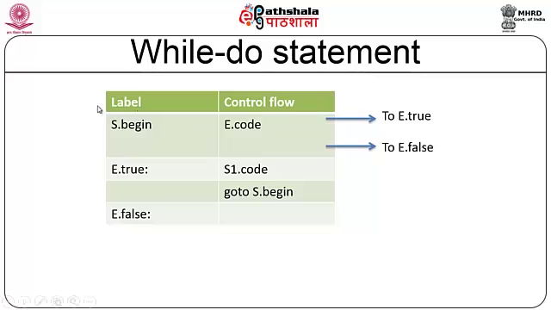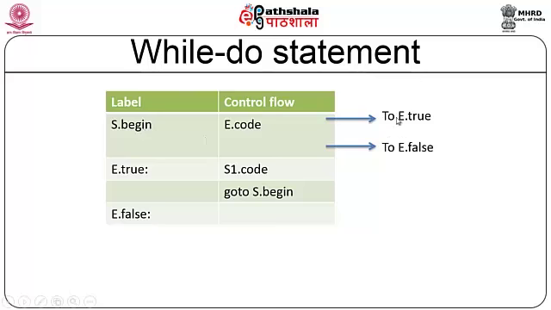So, here S.begin: begin is self-explanatory. Begin means you start evaluating. So, you have to begin with evaluating E.code. So, under S.begin you have the code corresponding to E, so you evaluate that. Again this will evaluate to true or false. Now, when it is false, you have to come to S.next, that is what I have here. So, E.false will be S.next.